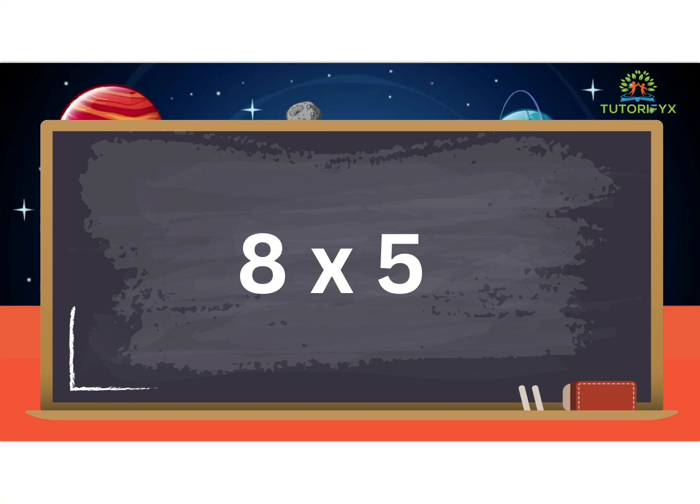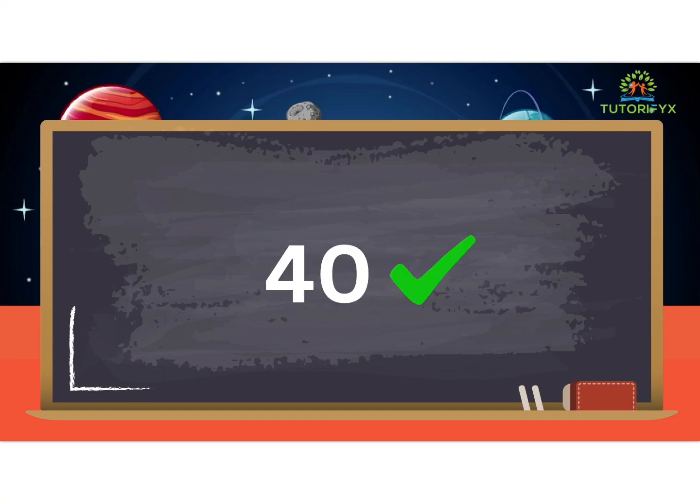8 times 5. Ooh, this is the final one. Oh, this could either break our streak or make our streak. Take your time. Use whatever strategy you need to help you. Here we go. You should have gotten 40.